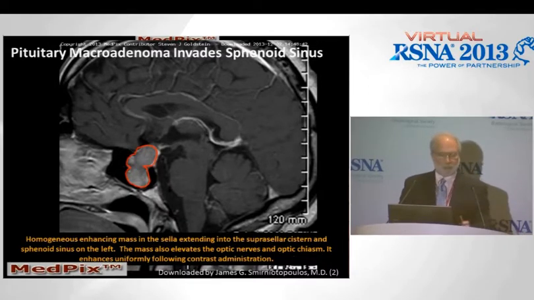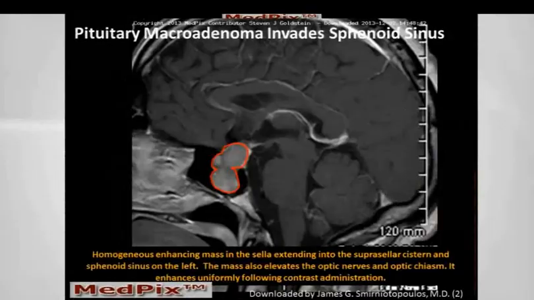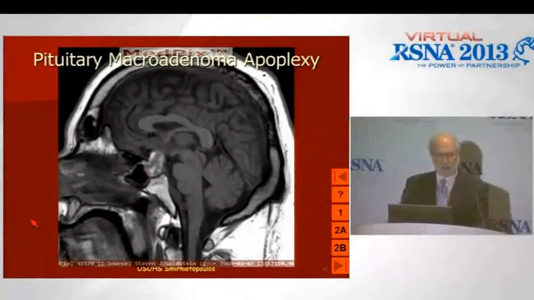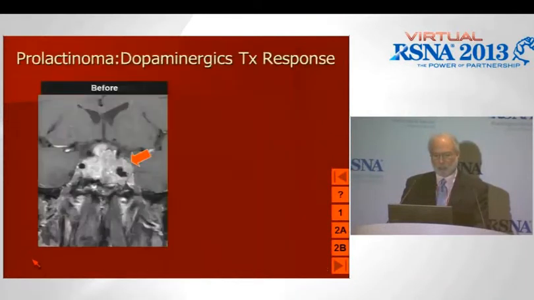So macroadenoma is a very different problem. We're defining the outlines and contours for the surgeon. They can be complicated by internal hemorrhage and apoplexy. You can see methemoglobin here.